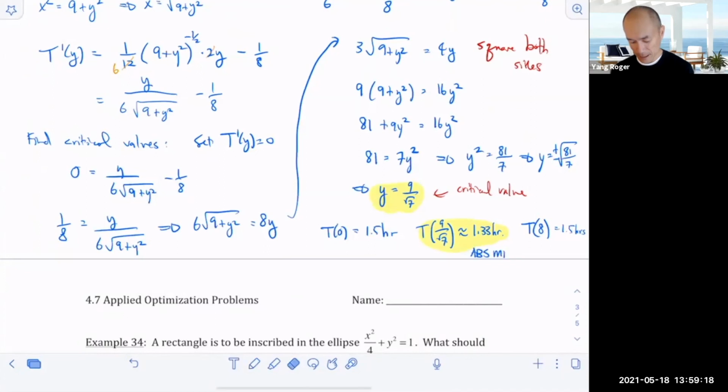Guess I didn't say this already. You're definitely allowed to use a calculator for this test.